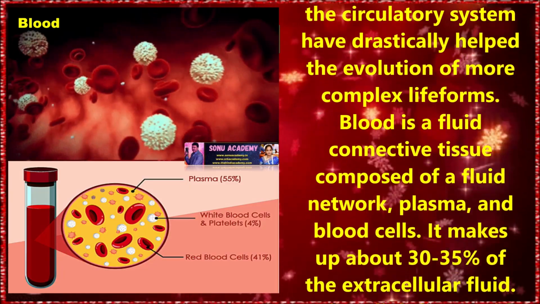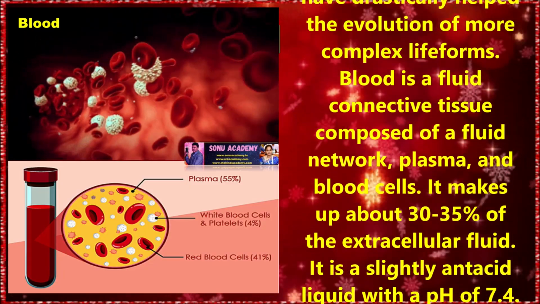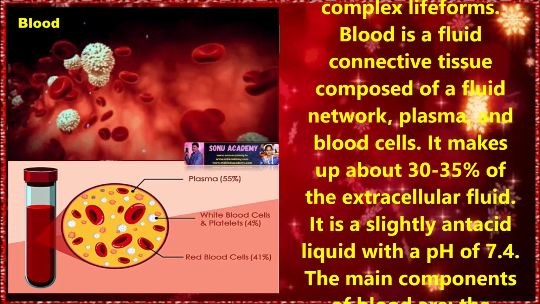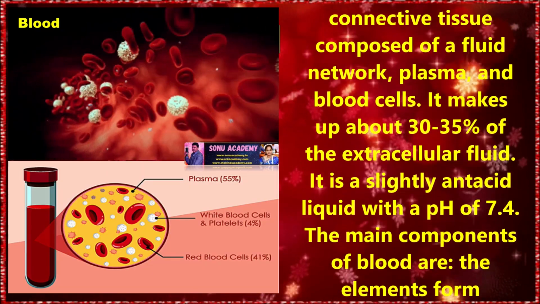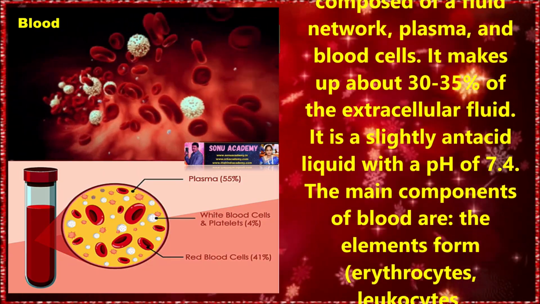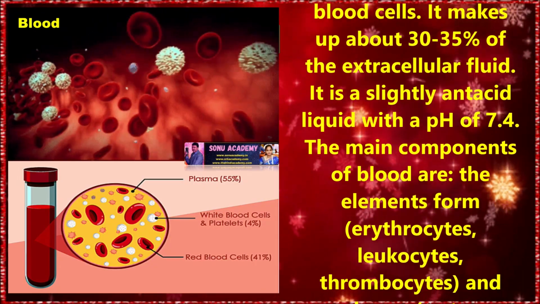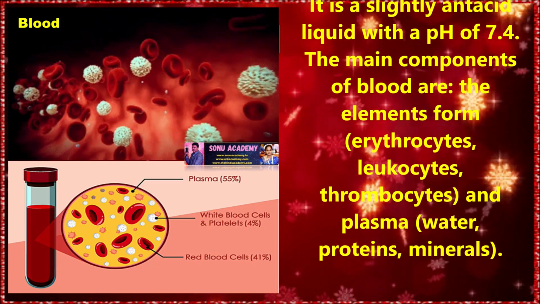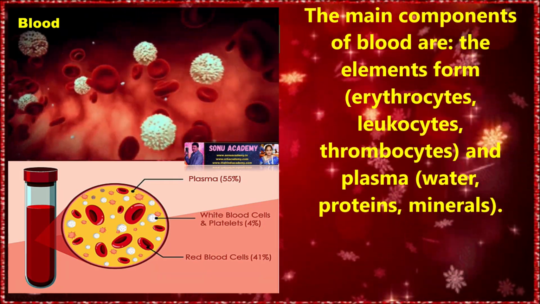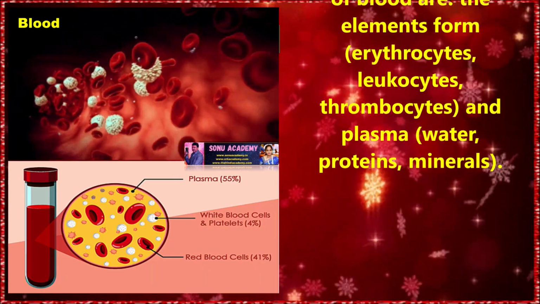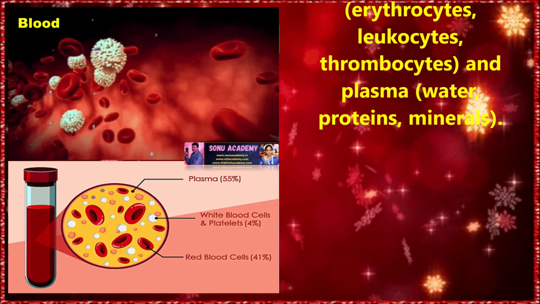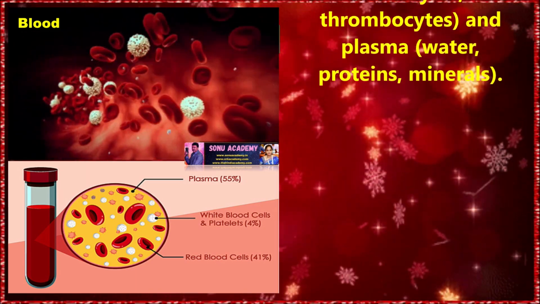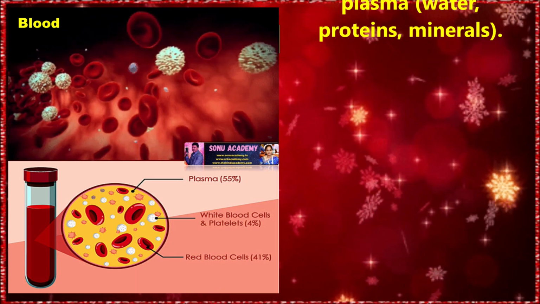Blood is a fluid connective tissue composed of a fluid matrix, plasma, and blood cells. It makes up about 30 to 35% of the extracellular fluid. It is a slightly alkaline liquid with a pH of 7.4. The main components of blood are the formed elements, erythrocytes, leukocytes, and thrombocytes, and plasma, which includes water, proteins, and minerals.